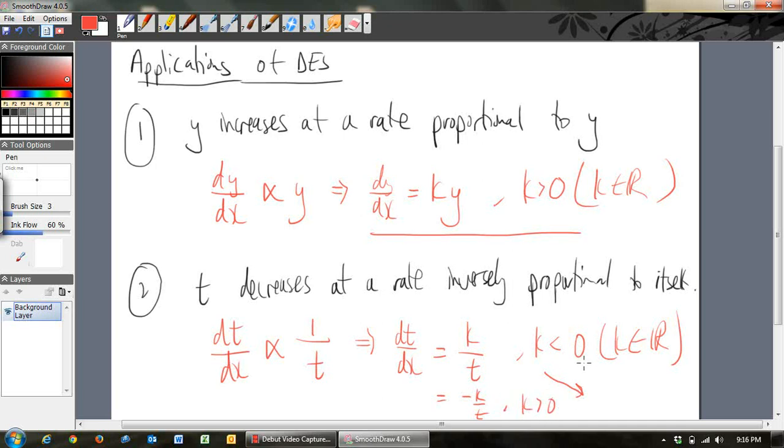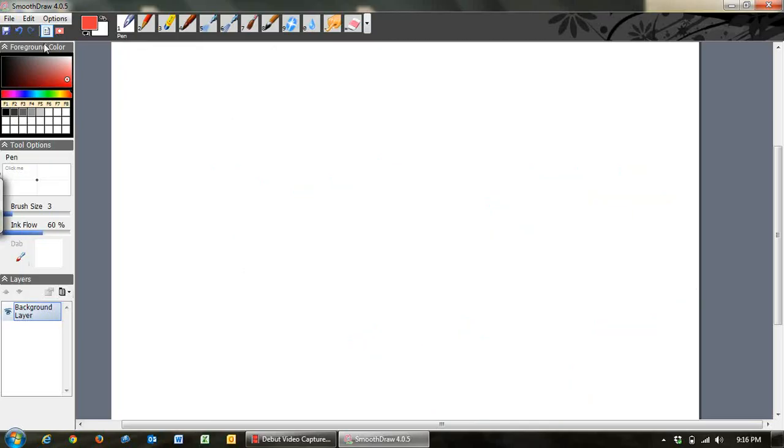You could also write it like that. The reason that's helpful is it helps out with your logs sometimes when you've got modulus and that sort of thing. It's nice to have something that's positive rather than dealing with something that's negative. Okay, so that's just a bit about how to set up your DEs. It's really important to know how to set them up. What I'm going to do is just go into my first example, where I'll just crack on.